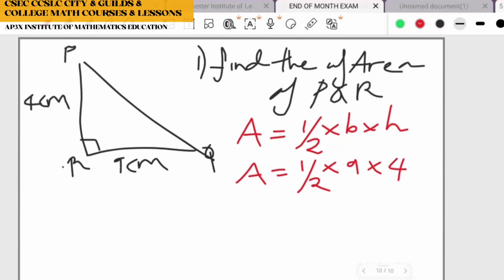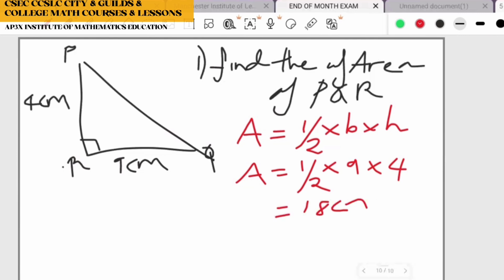Now, it's easier to find a half of an even number than it is to find half of an odd number. Not everybody is going to know right off the bat that a half of 9 is 4.5, but everybody's going to know what is a half of 4. So as opposed to saying a half of 9 times 4, I can simply say half of 4, which is 2, and 2 times 9 is 18 centimeter squared.